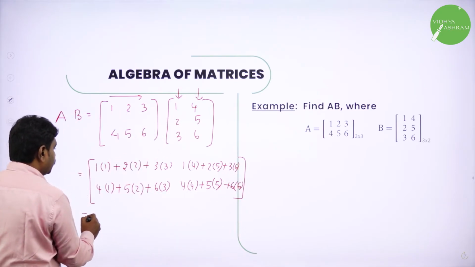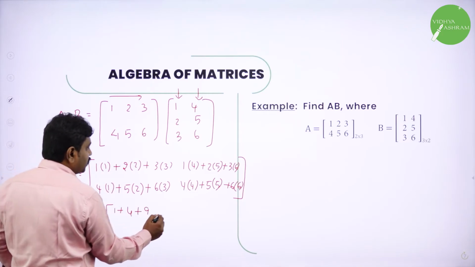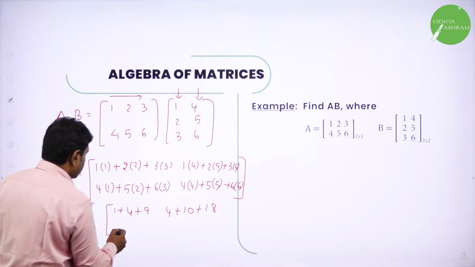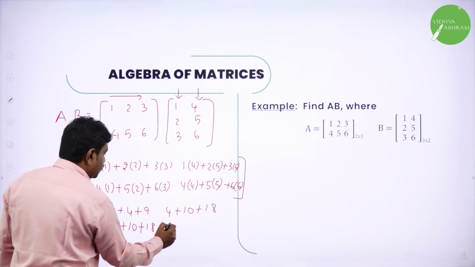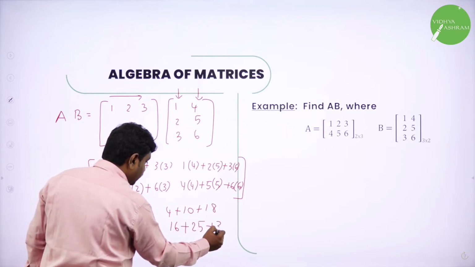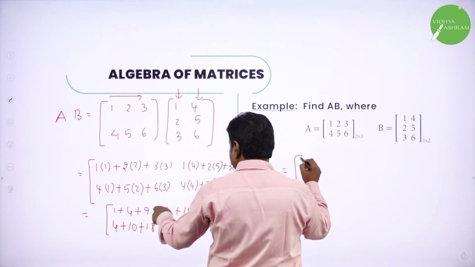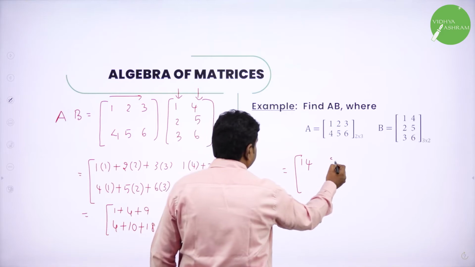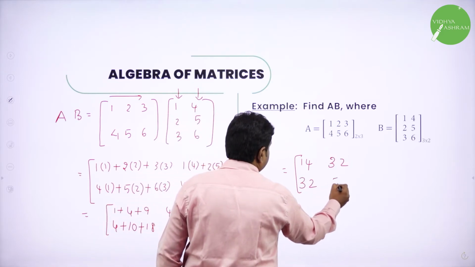Second row with second column. Now multiply this. 1 ones are 1 plus 4 plus 9. Then 4 plus 10 plus 18. Then 16 plus 25 plus 6 is 36. Now add them. After you add, 9 plus 1 is 10, plus 4 is 14, 28, 32. Add this 32, add this 77.